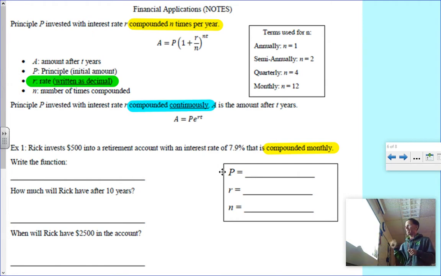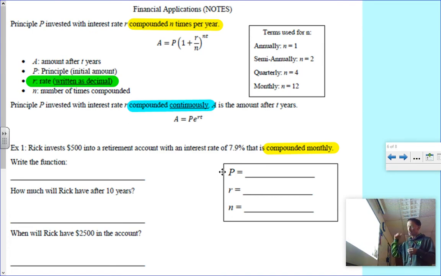And then finally, the N is going to be given to you verbally in the problem, and it's how many times it's being compounded per year. A lot of vocabulary you might see is over there on the right in that box. We don't use annually a whole lot because it's kind of boring. But you'll see quarterly pretty often and monthly fairly often. You might even see daily, but quarterly, monthly, semi-annually, those are the most common ones you see.